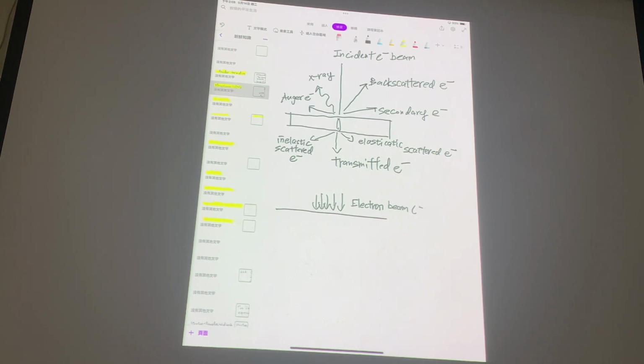So this energy is typically 5 to 50 keV, right? And it's shooting down to your substrate, right? Over here, of course, I'm drawing this because there's no information. I'll do this in a way that makes more sense.